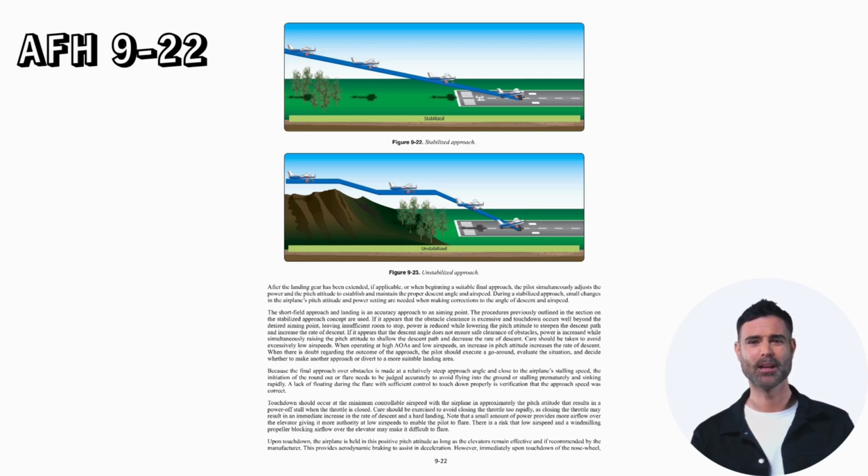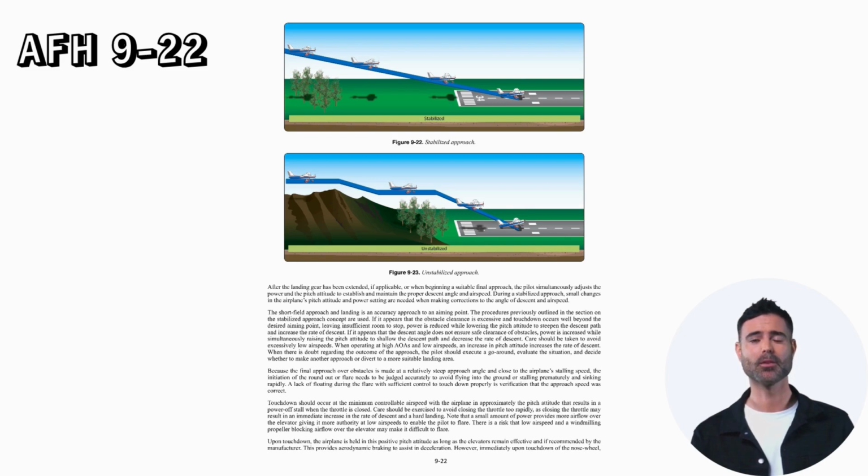If it appears that the obstacle clearance is excessive and touchdown occurs well beyond the desired aiming point, leaving insufficient room to stop, power is reduced while lowering the pitch attitude to steepen the descent path and increase the rate of descent. If it appears that the descent angle does not ensure safe clearance of obstacles, power is increased while simultaneously raising the pitch attitude to shallow the descent path and decrease the rate of descent.